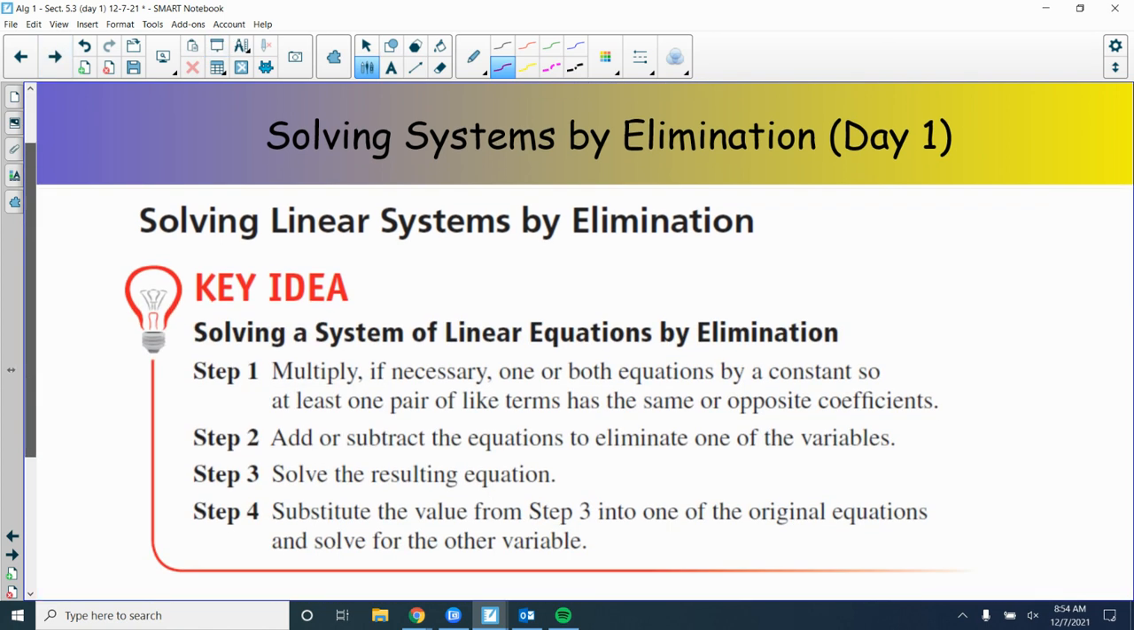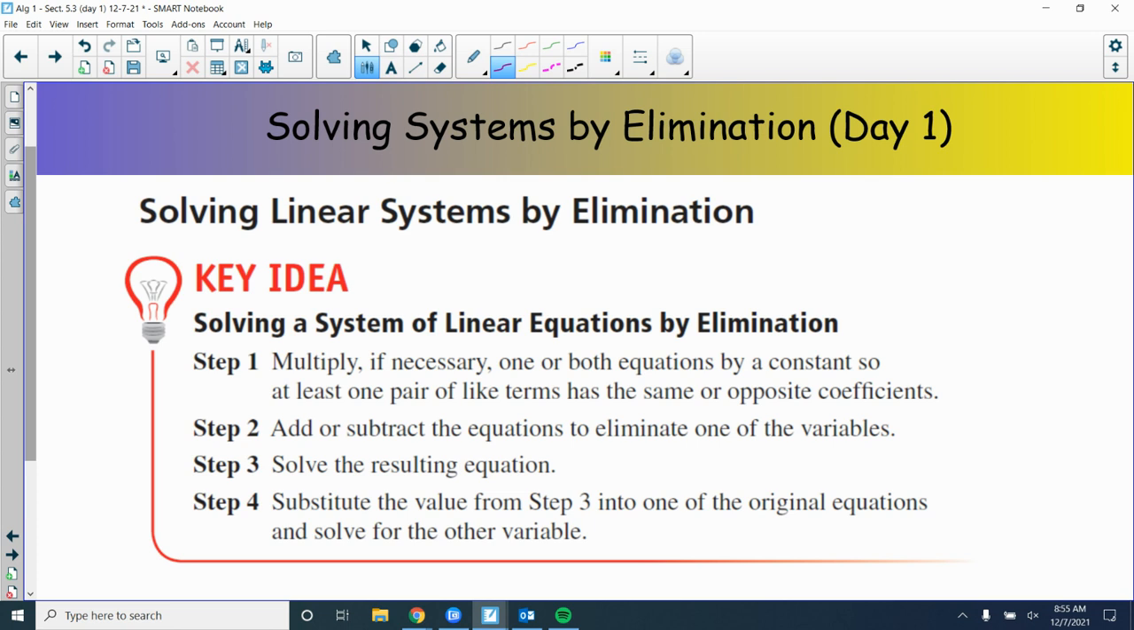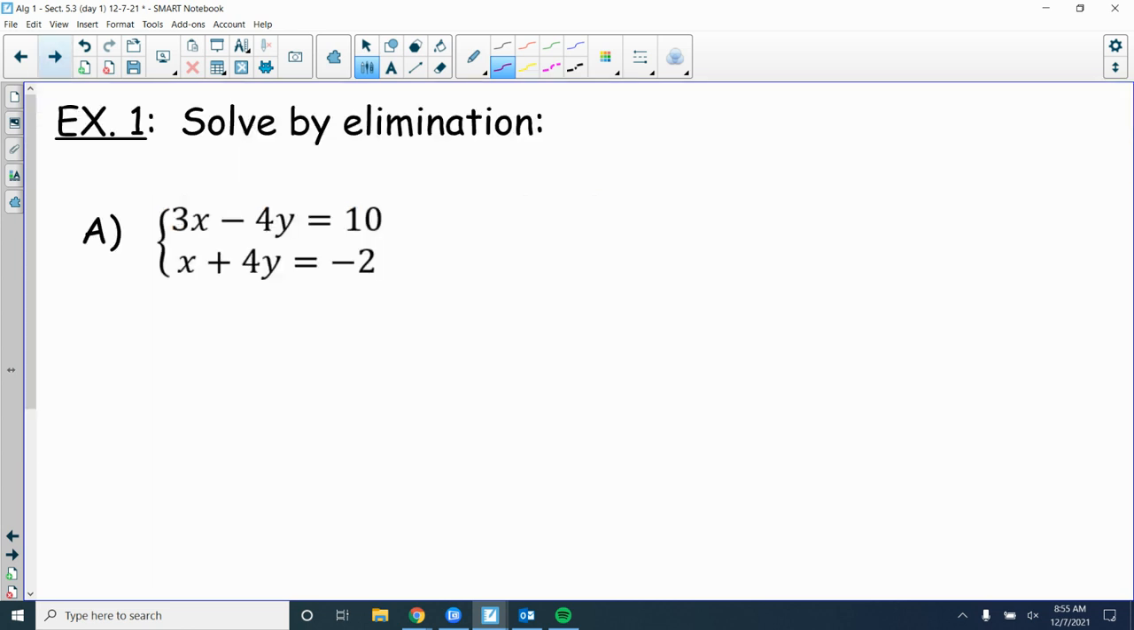Now, this is your first part of your notes. It goes through the steps. You have to create a pair of terms that will add up to 0. That won't always be the case. We'll show you how to do that. You're going to add the equations together. You can technically subtract them, but I always like to add. We're going to solve that, and then we're going to find the other variable. There's your 4 steps.